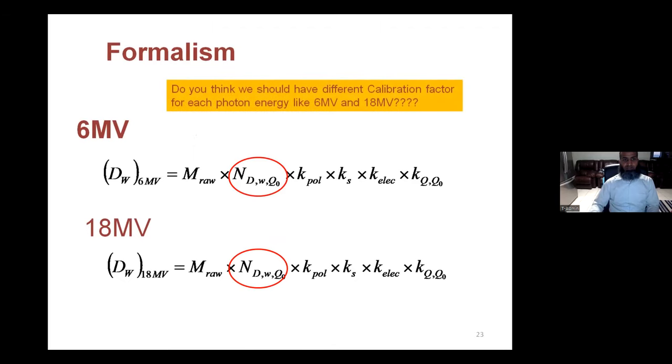So do you think we should have a different calibration factor for each photon energy, like 6 MV and 18 MV? Do you think that the NDW Q0 factor should be different or the same?